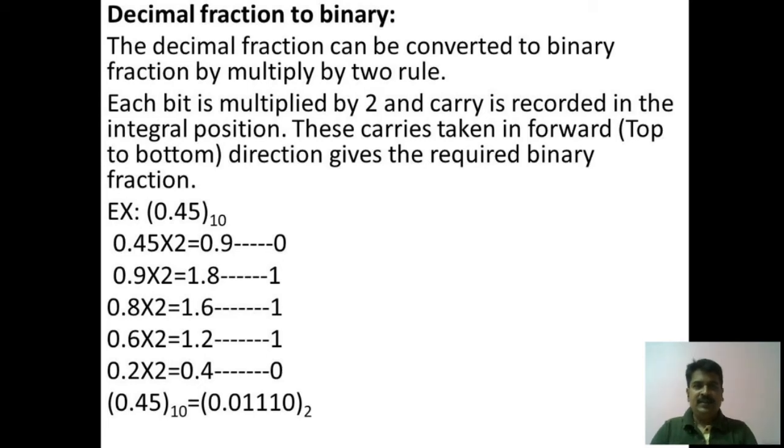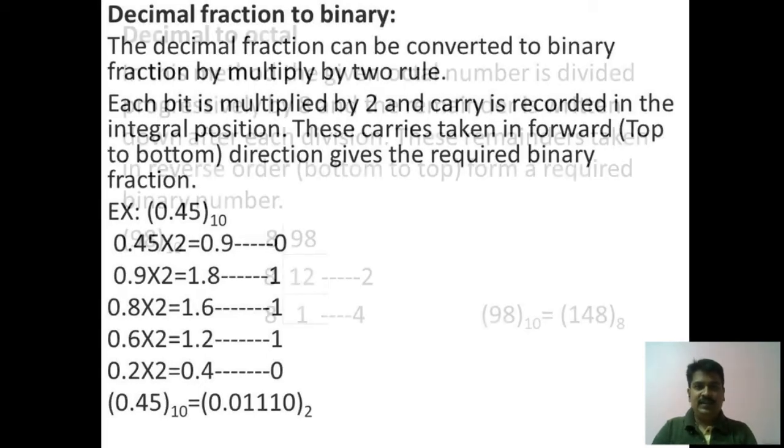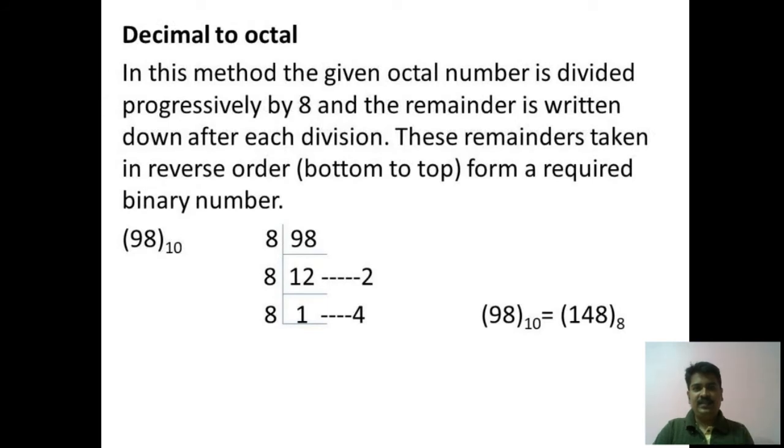Next we'll move on to the next type of conversion, that is decimal to octal conversion. In this method, a given decimal number is divided successively by 8. Just like how we divided successively by 2 in the binary case, exactly in the same way we are dividing successively by 8 here.